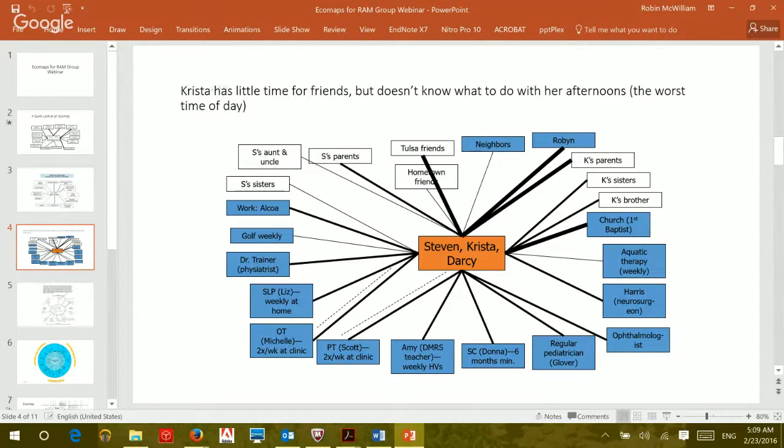And Krista, the mother, said, if you look at the top here, that she has little time for friends and doesn't know what to do with her afternoons, which she claims is the worst time of the day. She said that the worst time of her day, a question that we often ask in the RBI, the routines-based interview, was when she was alone with her child in the afternoon, a time that you might think was a great time for many parents when they could just enjoy their child. But she couldn't really enjoy her child, Darcy, because she didn't know how to play with her.